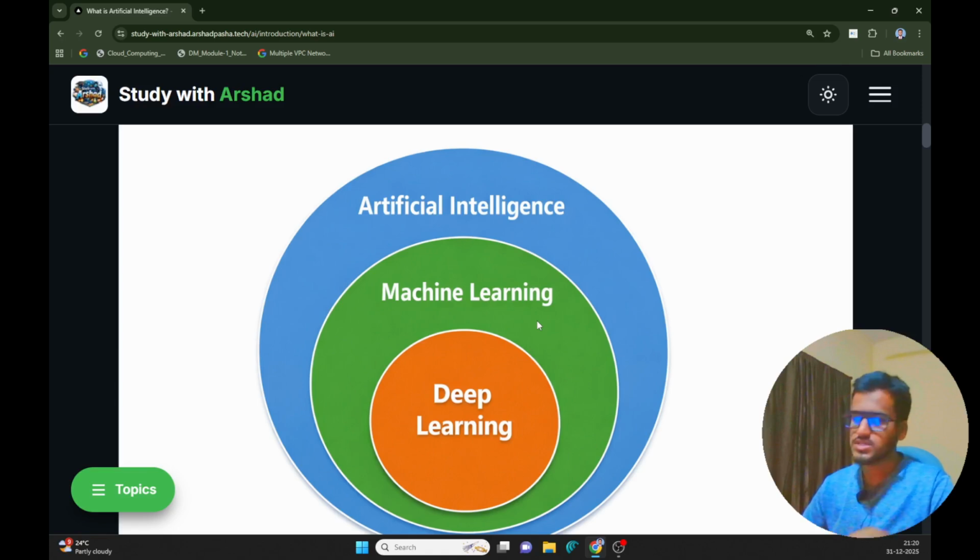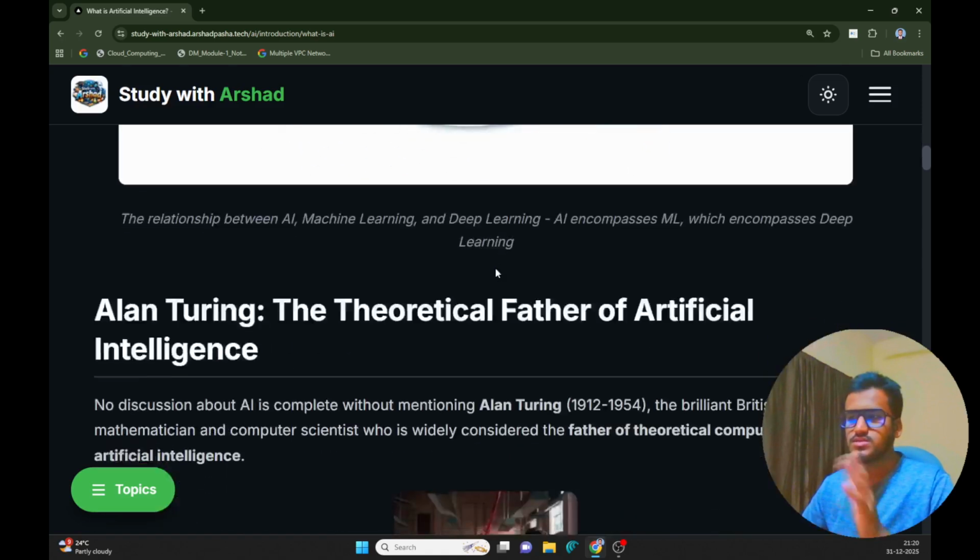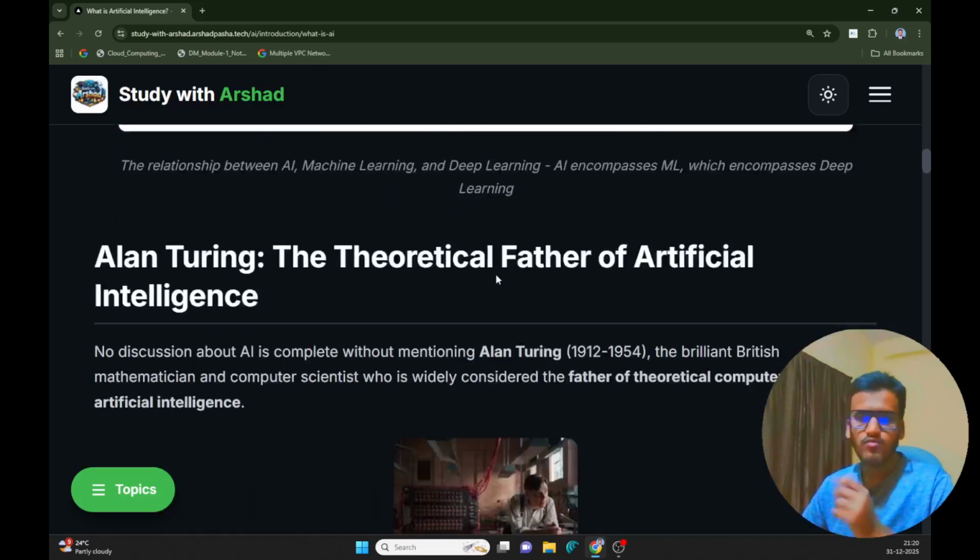Inside artificial intelligence comes machine learning, and inside machine learning we have deep learning. Before we go to the definitions of these, let me tell you about the father of artificial intelligence in a theoretical way.